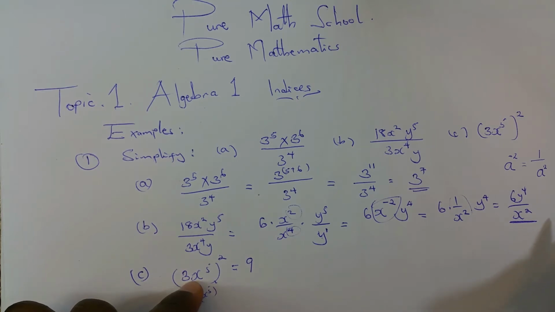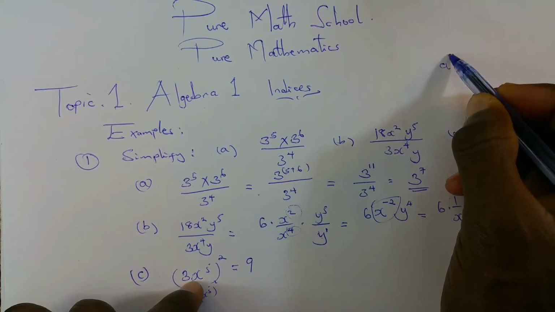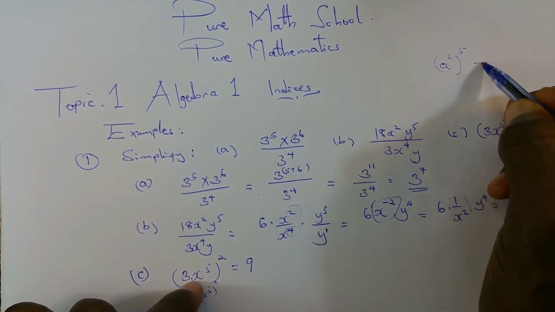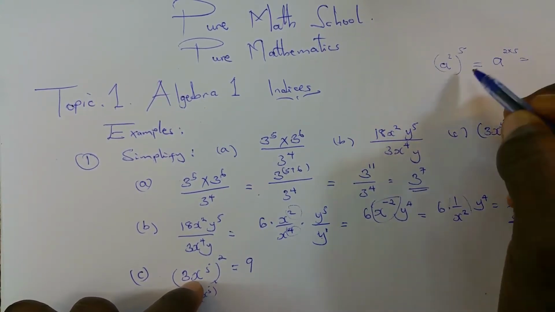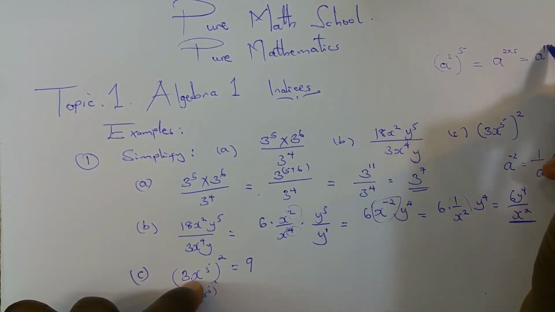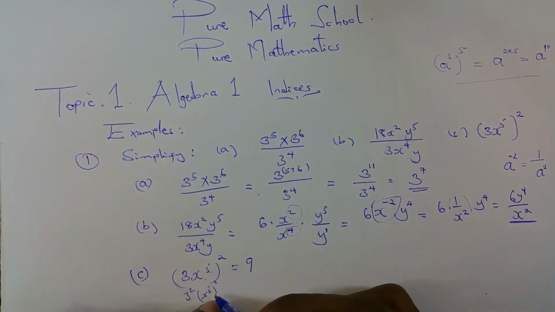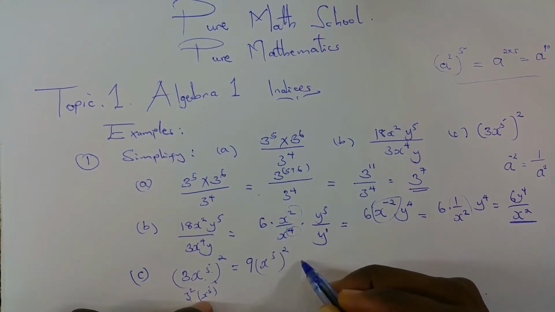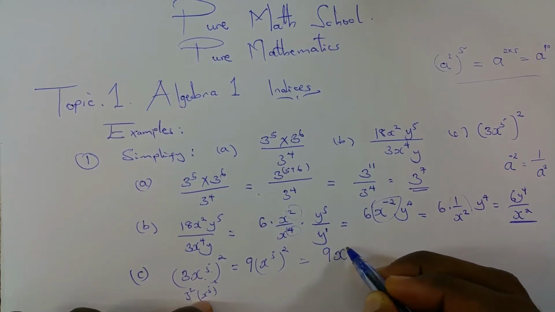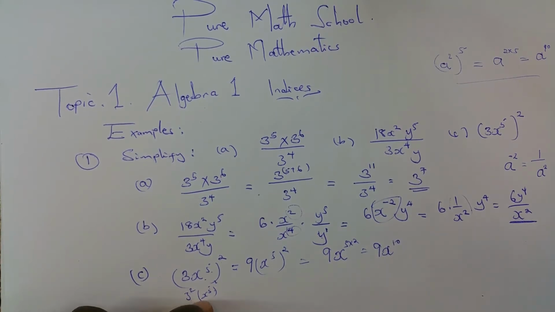Remember, if you have a base, let me write up here, if you have a base, let me say a, raised to another power, then raised to another power, we looked at that property that it will become that same base, but you multiply the powers to get the result. This is just saying that it will be a to the power 10 for that case. So the same thing we're going to apply here. We have x to the power 5 raised to another power 2. It's going to result to 9x to the power 5 times 2, which will become 9x to the power 10. So that's what we have there.